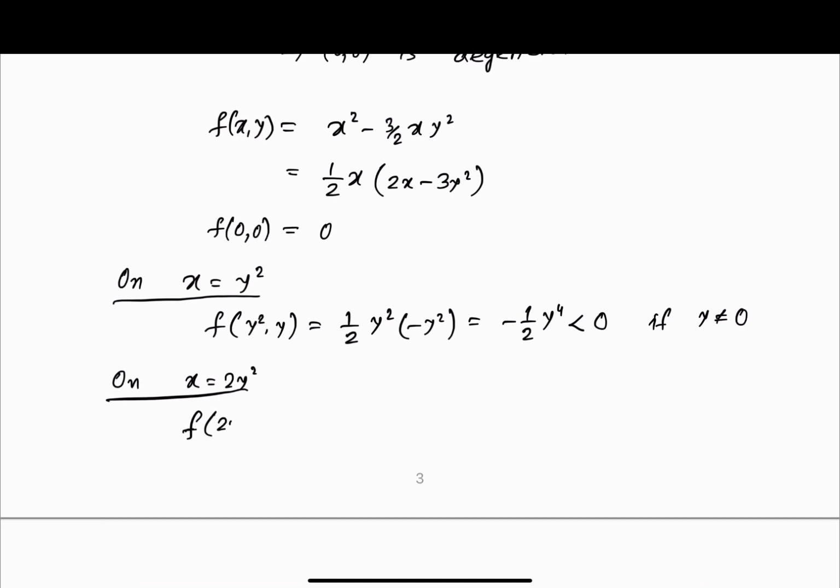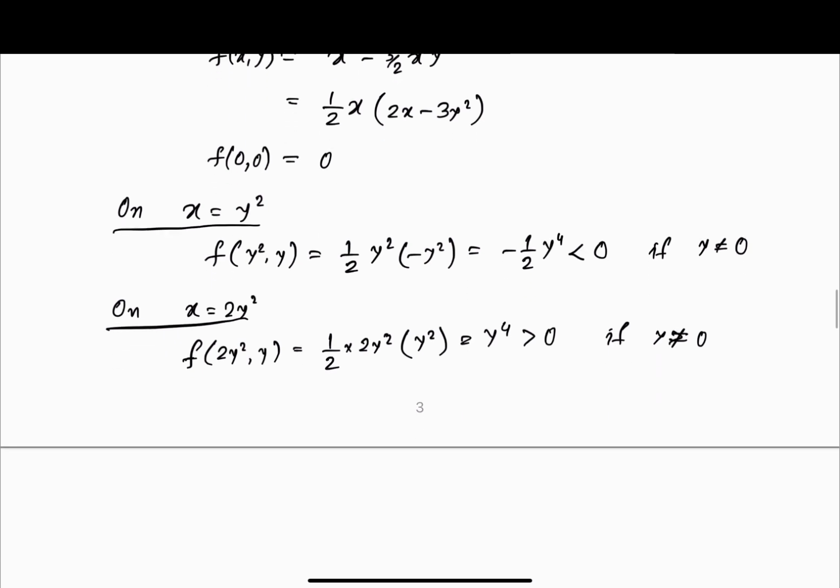Then f of (2y², y), so it will be half of 2y², this will be y², right? So this is y to the power 4. So this is strictly positive if y is non-zero, right? So we see that if you take y close to 0, in a neighborhood of 0, this function takes both values arbitrarily close to 0.